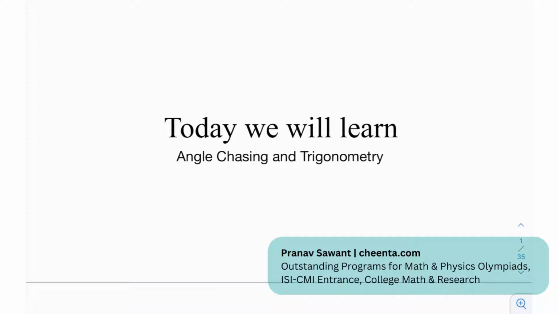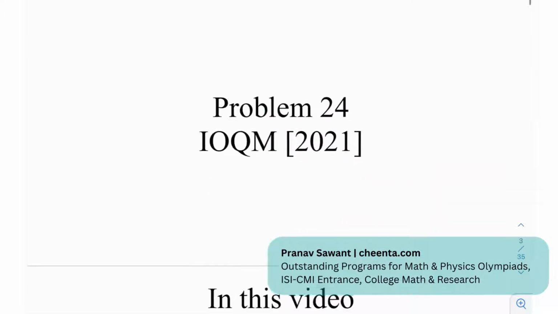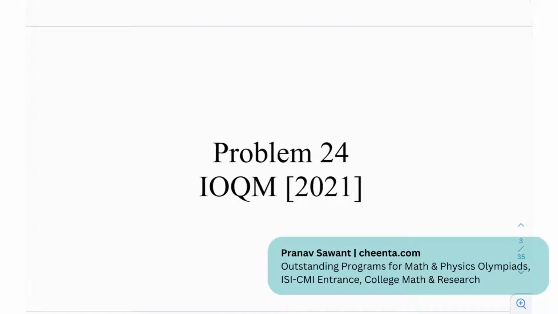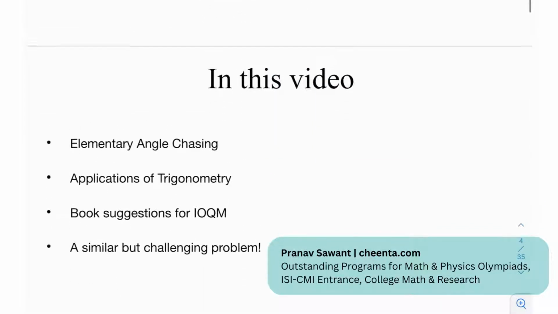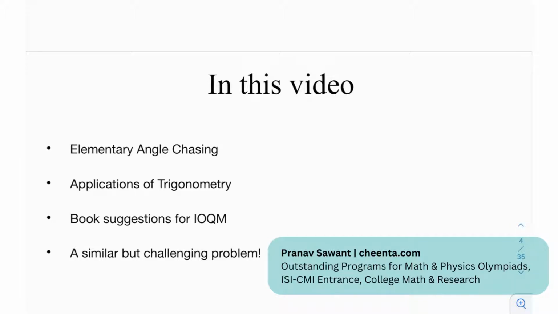So we're going to see one such problem that will come in the IOQM. And yeah, let's see how we can work with that. So this is problem number 24 from the IOQM in 2021. And in this video, we're going to be looking at elementary angle chasing, applications of trigonometry, certain book sessions for the IOQM, and at the end, a similar but challenging problem.